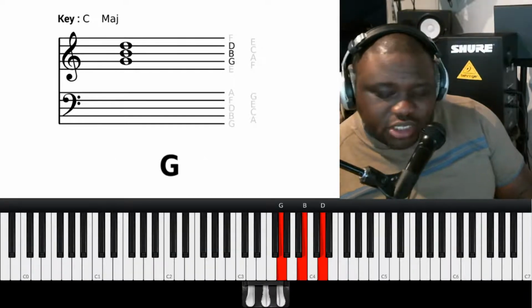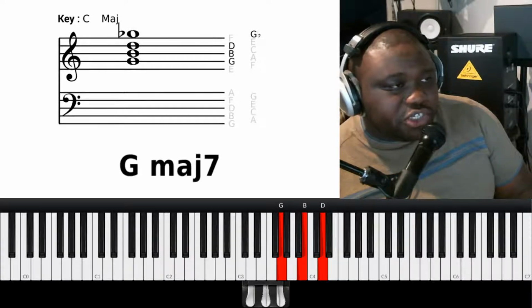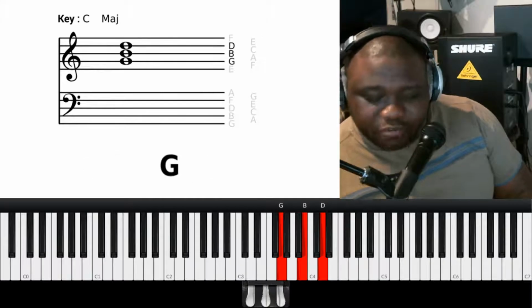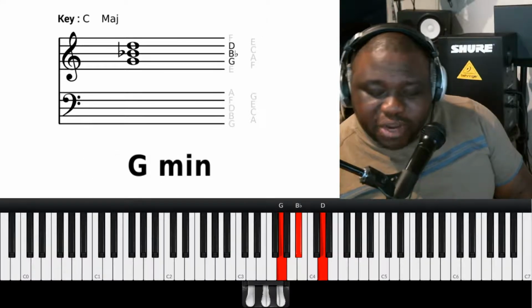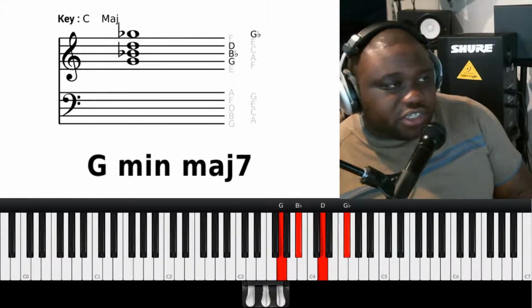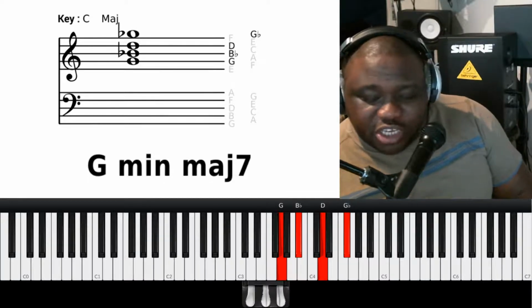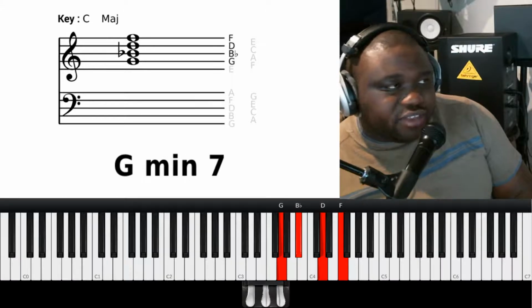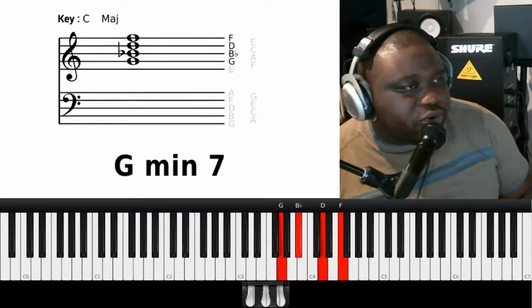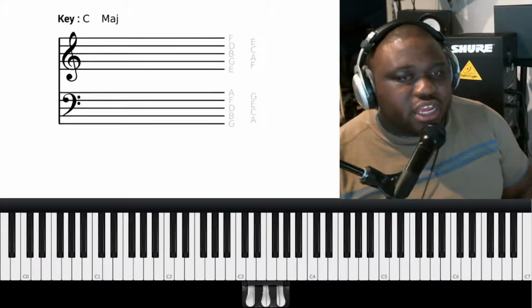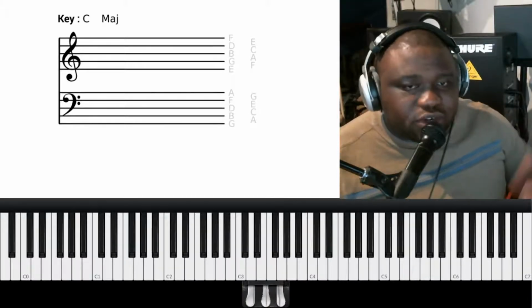G minor, major 7th, or G minor dominant 7th, or G minor 7th. You guys get the point? So understand the difference between all this, right? And so you know how to notate it, okay?